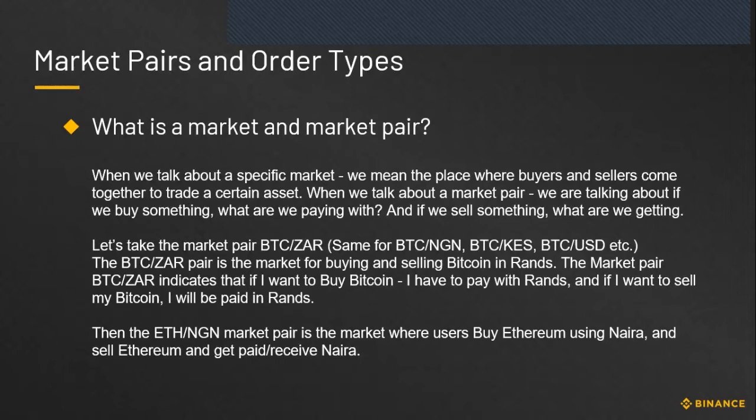So then let's look at the Ethereum and NGN market pair. The Ethereum NGN market pair is the market where users buy Ethereum using naira and sell Ethereum and get paid, received in naira. Like I said, one thing you need to understand is the currency you are getting paid and the asset you are buying. Understand? So that's about the market pair.